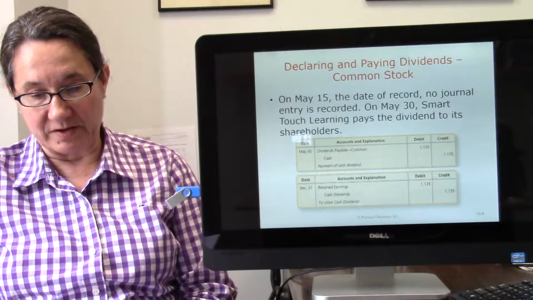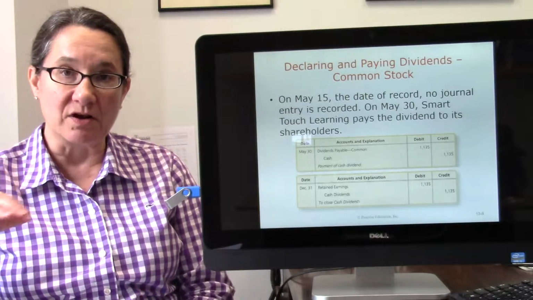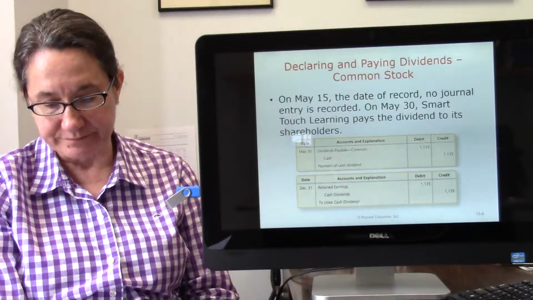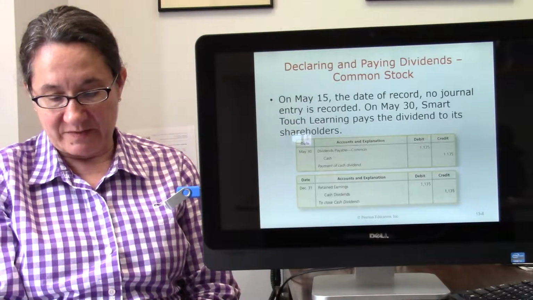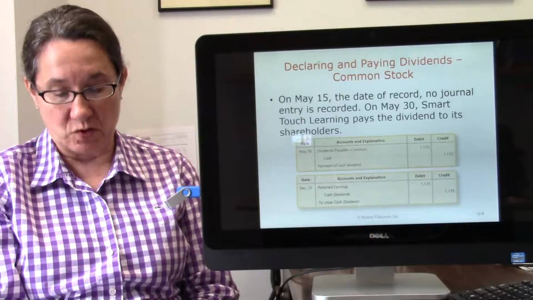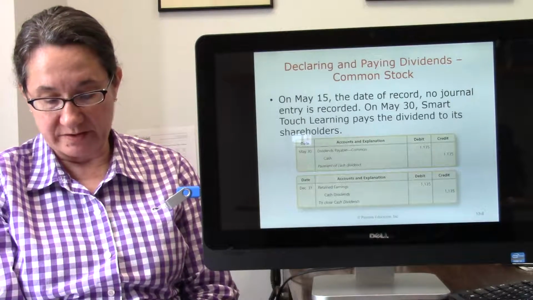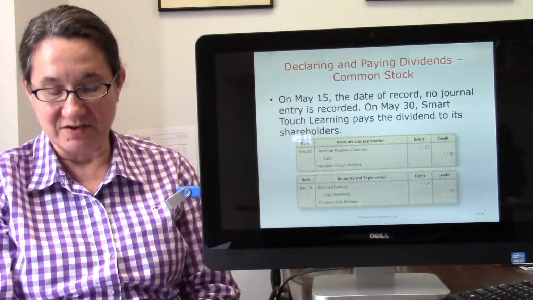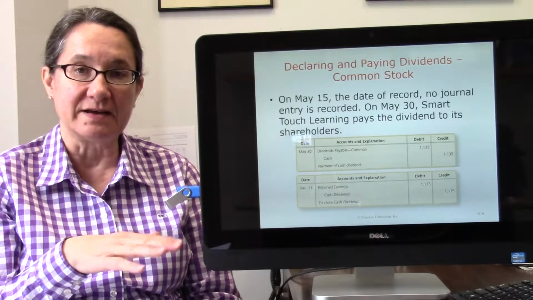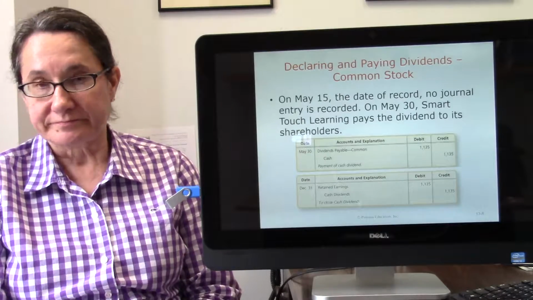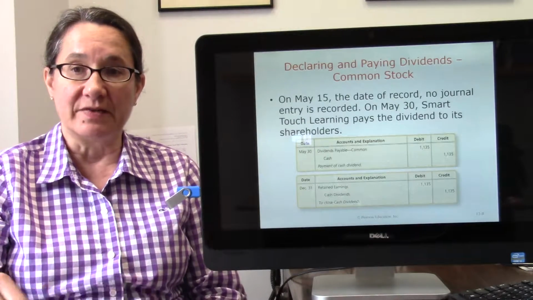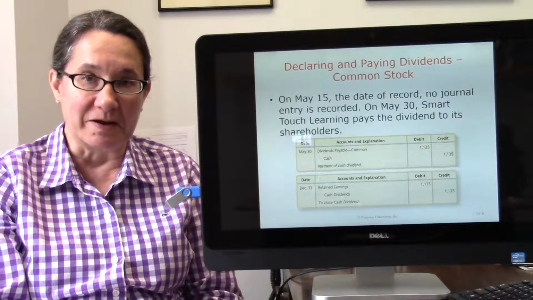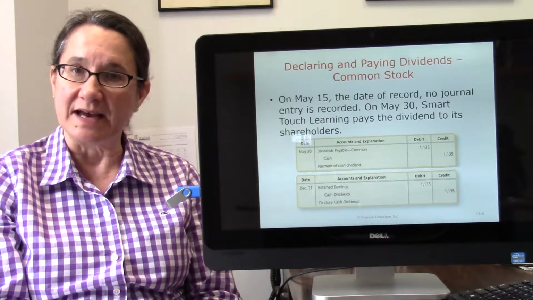The date of record comes along. They say the date of record is May 15th. So whoever owns the stock on May 15th, they get these nickel a share dividends. Now, on May 15th, the date of record, no journal entry is recorded. This is simply the cutoff point to determine who owns the stock and will, therefore, receive the cash payment. So nothing happens as far as accounting-wise goes on date of record. Could be somebody in some other part of the company has to figure out who owns the stock and where do we mail the checks to, but no transaction actually occurs.